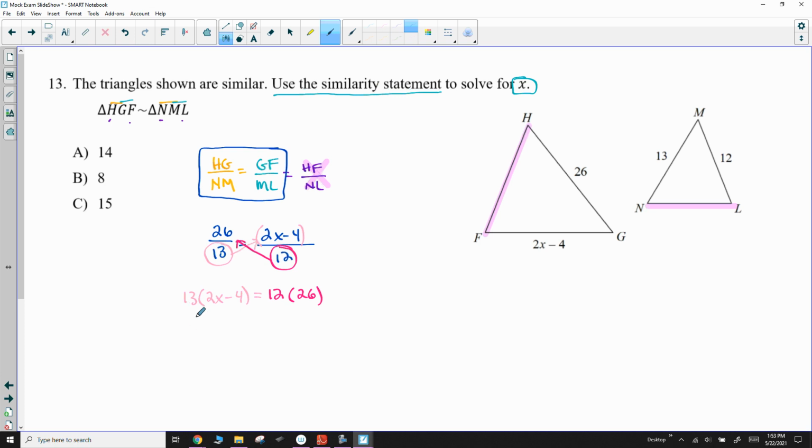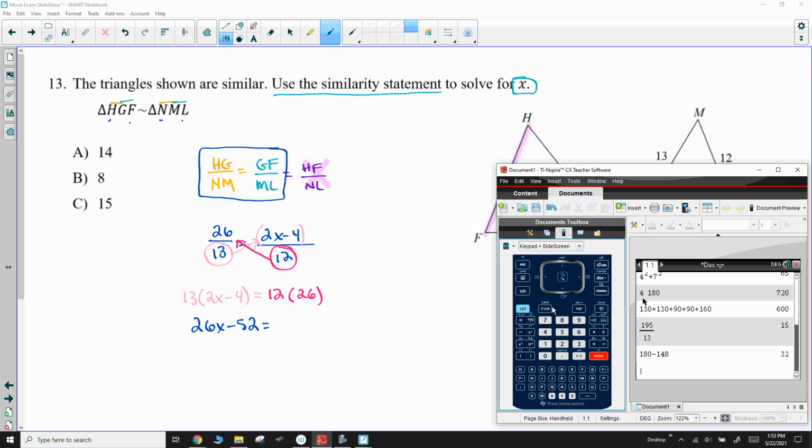I can do this. This is 26x. 13 times negative 4 is negative 52. I had a lot of cards growing up. There are 13 cards in a suit and 4 suits and 52 cards in a deck. So that's why I know that one off the top of my head. But 12 times 26, don't know. 312.